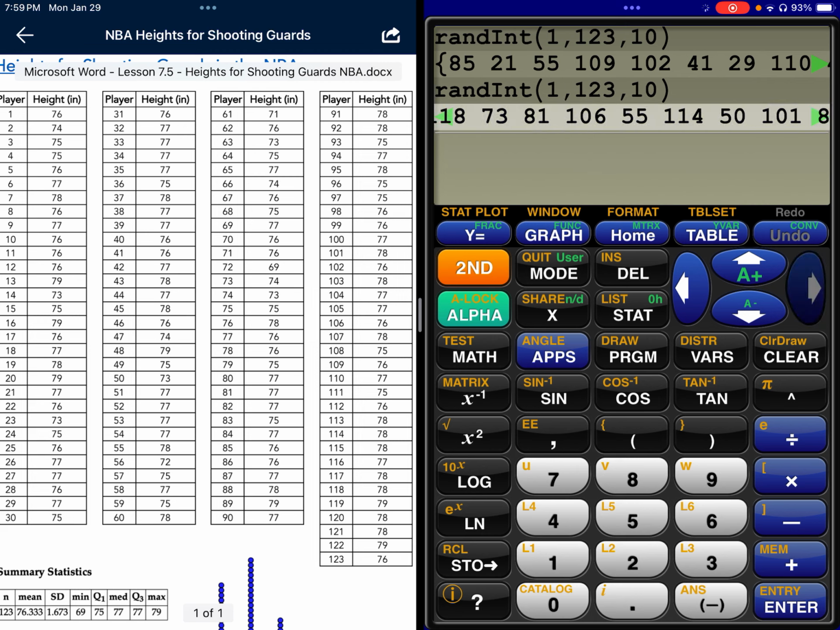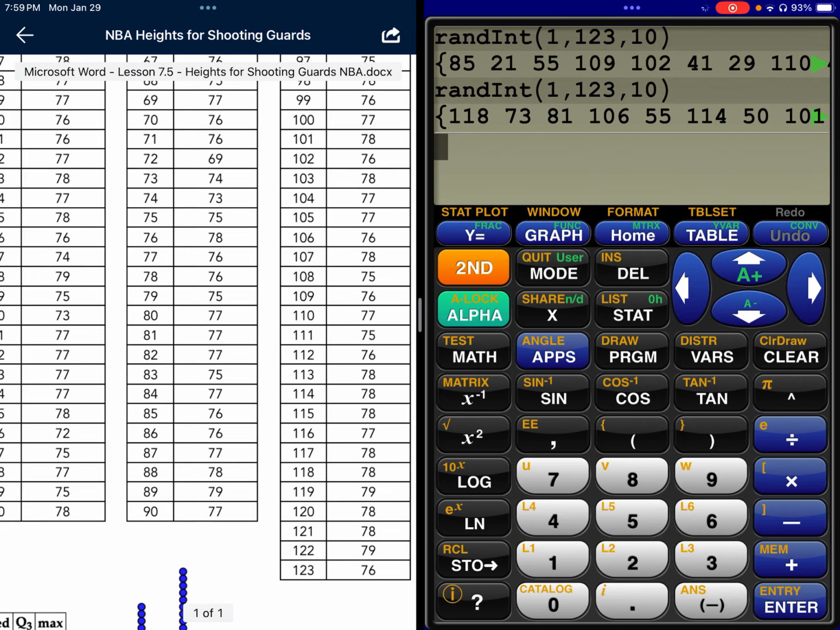I don't see any repeats there. 85. Oh, it came up again. You guys are gathering that these random tables maybe aren't as random as you thought, but it's the best we can do. There you go. I got 10 random numbers. So then we're going to match them up just to drive this point home.